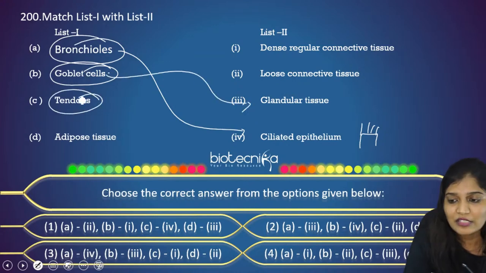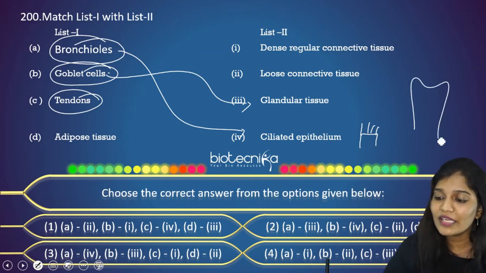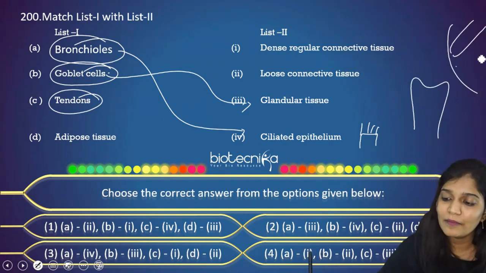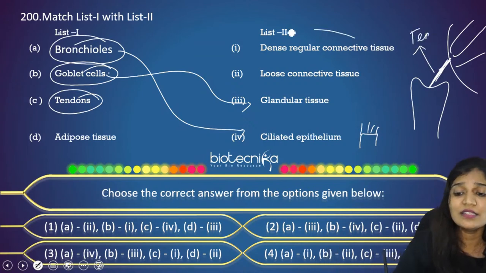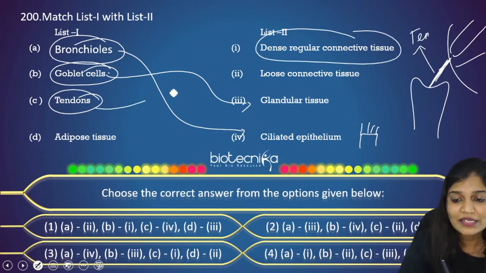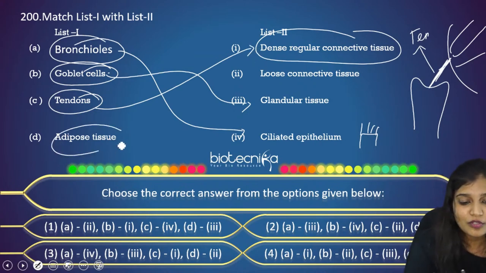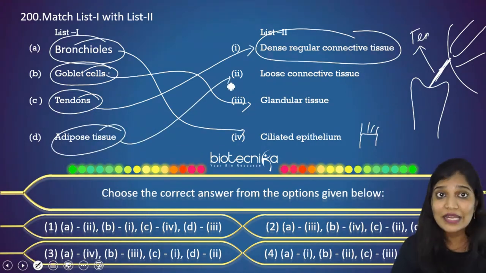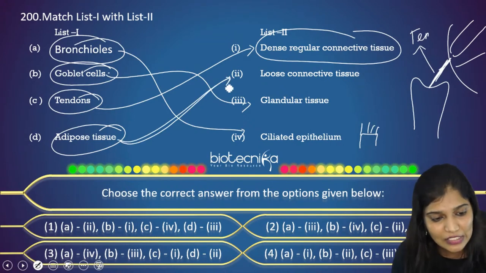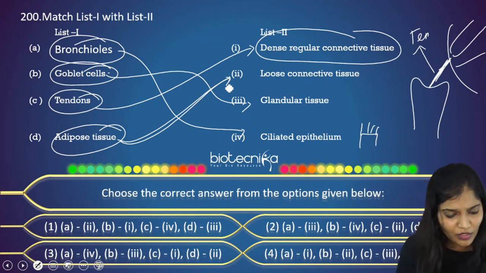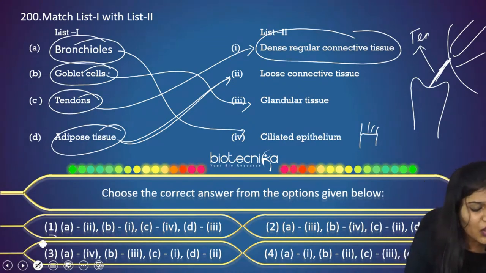And we know tendons. Tendons are the ones which connect a bone and a muscle. Tendon is going to be a dense connective tissue. Adipose is going to be loose connective tissue. This adipose is already given in one of the questions. So if you know this, it's going to be very easy. So let's check. A is going to be 4, and you're seeing A is 4 only in option number 3.